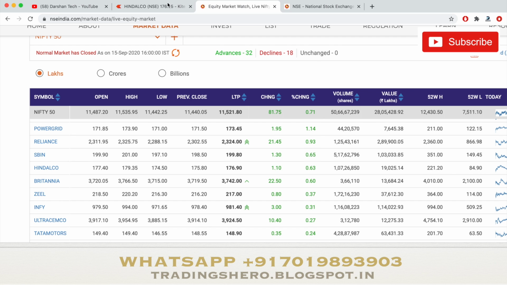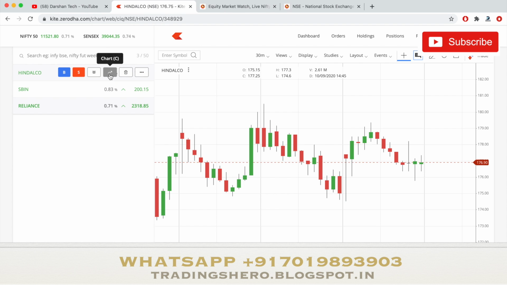Okay, so now what you have to do is open the Hindalco chart, like whichever stock you have selected. So you get 3 to 4 stocks. Okay, that doesn't mean that you have to trade on all these 3 to 4 stocks. Just observe 2 of them which you are comfortable with in pricing. For example, Reliance is like a 2318 rupees stock, so if you're not comfortable with that, then you can go with SBIN or Hindalco. Okay, so you can select the stock.